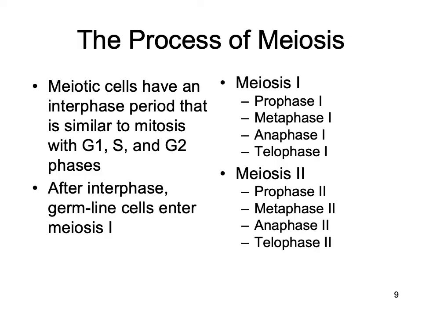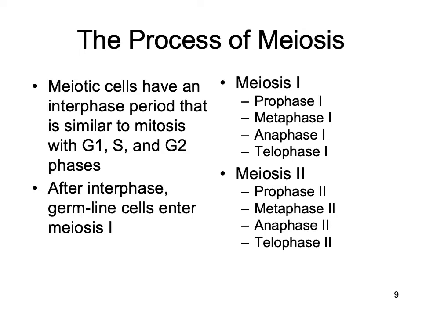Okay. Again, meiotic cells go through the same interphase period and duplicate their DNA and create sister chromatids, just as we did in the previous chapter when we were talking about mitotic cell division. After this interphase, when you have 92 chromatids, these germline cells will enter meiosis 1, or the first round of division. More specifically, right after interphase, they enter into prophase 1.